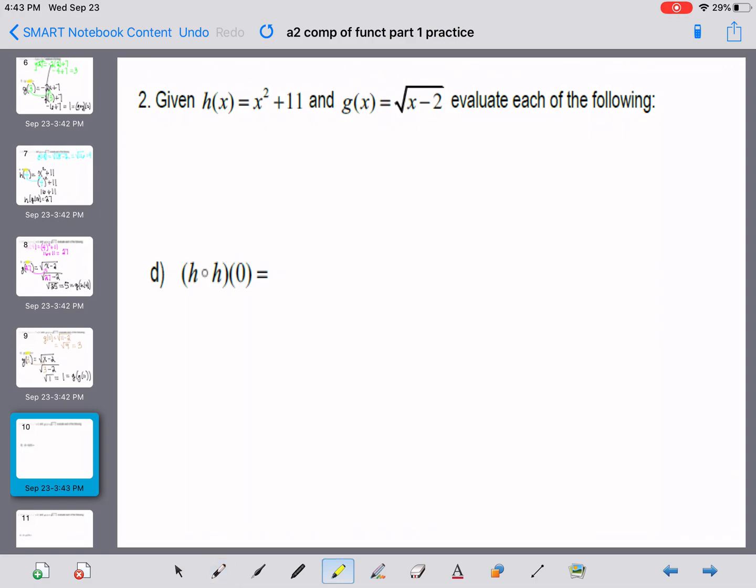Letter D. Again, there's that notation again. h open circle h of 0. It means h of 0. If you prefer, then you write it as h of 0. But we'll leave it as is.